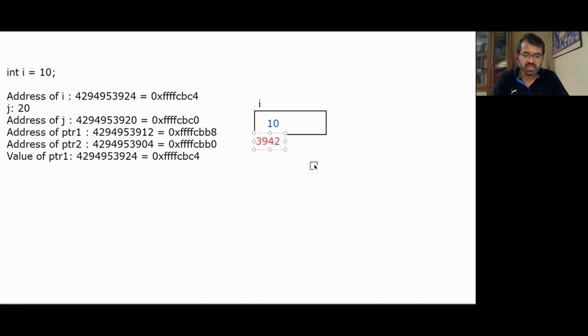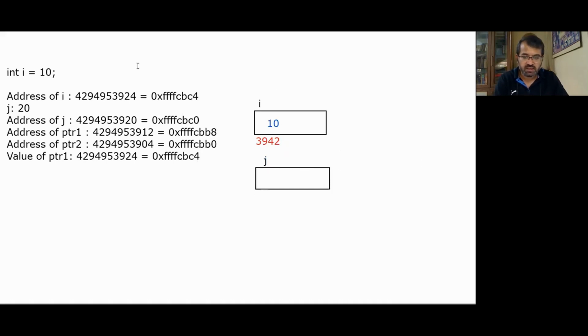3942. I'm just putting the last 4 bytes. That's the address of variable I. We also had another variable called J, so let me draw one more box saying this is the address of another variable called J. This is variable J.